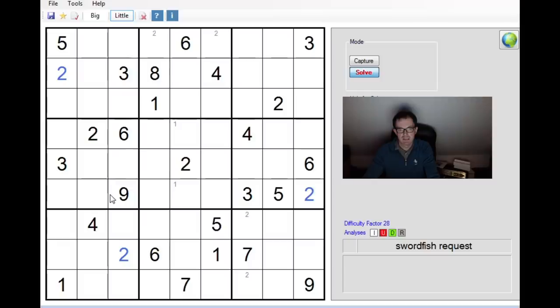Right, what next? 6s. We have a 6 here, a 6 here, a 6 here, a 6 here, so this is going to have to be a 6. It's the only position a 6 can go into. And 5s, I can see we can pencil mark 5s. Look, we have a 5 here and a 5 here, so we can pencil mark 5s into one of those 2 squares. That means we've got a 5 in one of these 2 squares. But we've also got a 5 here and a 5 here. So, in fact, there are pencil mark 5s there, and that means this is not a 5. This must be a 5 here. Okay, no signs of swordfishes yet.